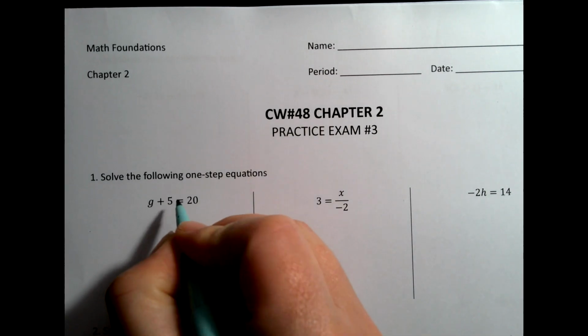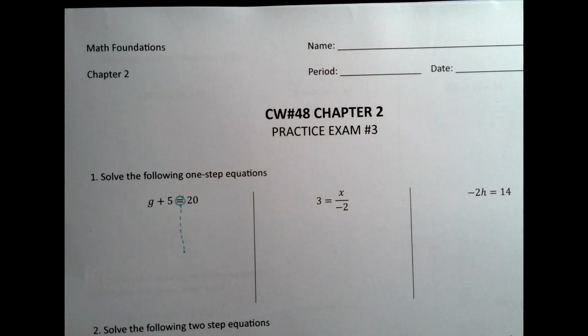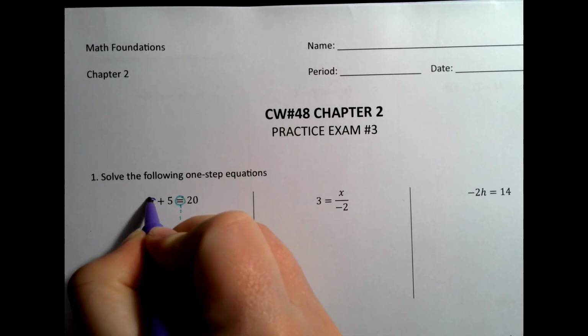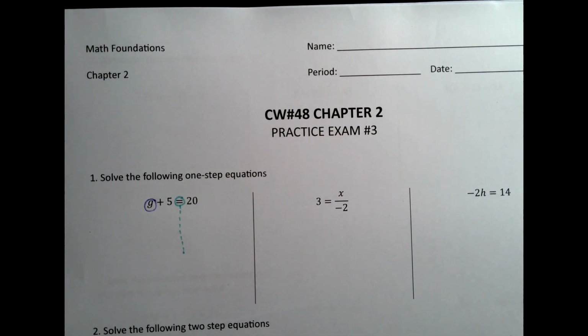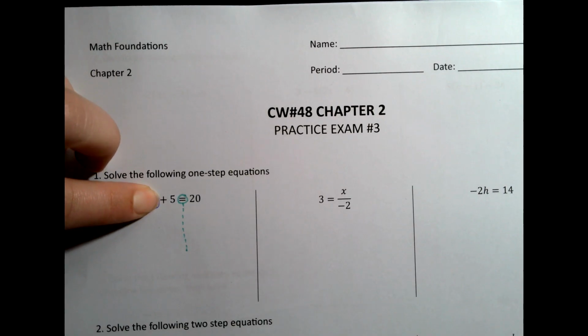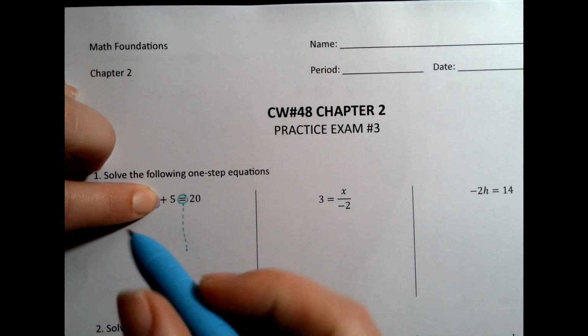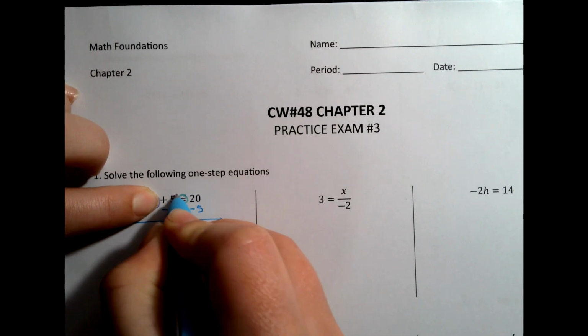Step number 1, when solving equations, you're going to circle your equals, draw a dotted line. You're going to circle your variable. Your variable is the letter that you see. So our letter is G. You're going to take your finger, you're going to cover that letter. I see a positive 5, so that means I'm going to be writing a minus 5 on both sides.